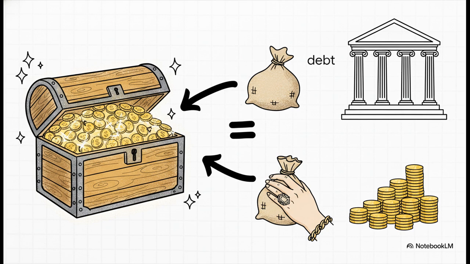Therefore, we have to subtract the outstanding debt, the money owed to the banks and bondholders, and we also have to subtract preferred stock, which basically acts like debt because of its fixed dividend payments. Once we subtract all of that out, we are finally left with the true equity value.